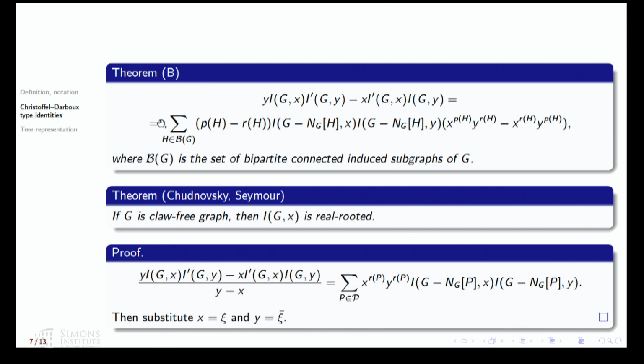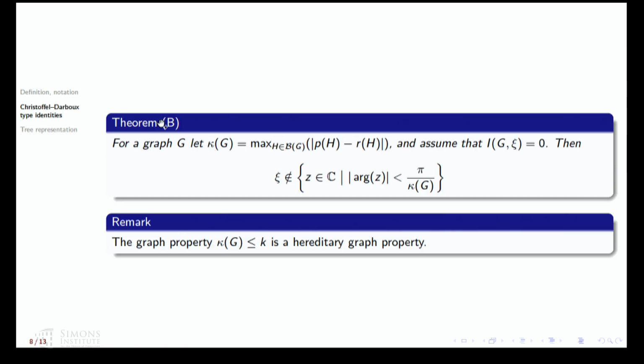So we can wonder what we really used in the Chudnovsky-Seymour theorem, and it turns out that basically what we used is this maximum difference between the two color classes. If we just use this bound, this kappa, I don't know any name for that, what we can state is that whenever we have a root, it cannot lie in the pi divided by kappa sector. It's basically the same proof as the previous one. There kappa was exactly 1, or at most 1, so pi divided by 1, and we get back exactly the same statement. So this is a sector-freeness result that we can obtain from this formula.